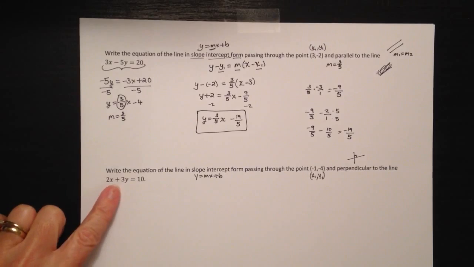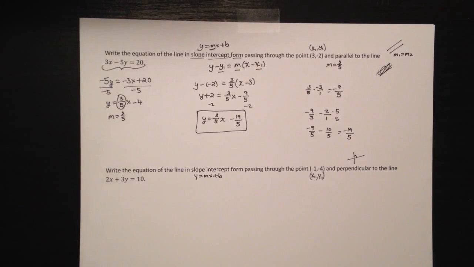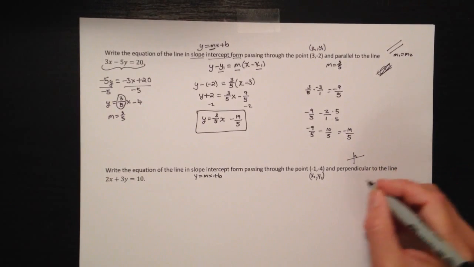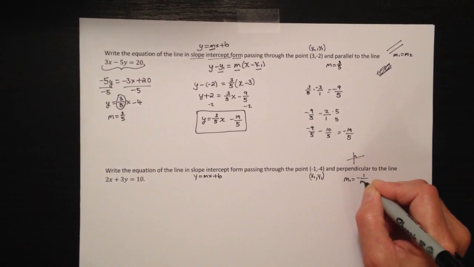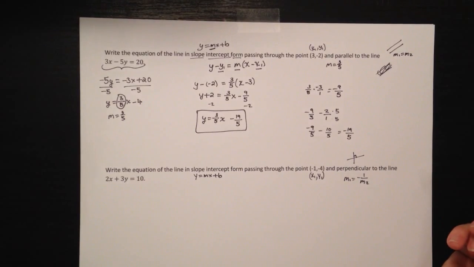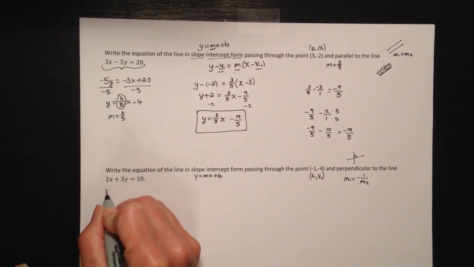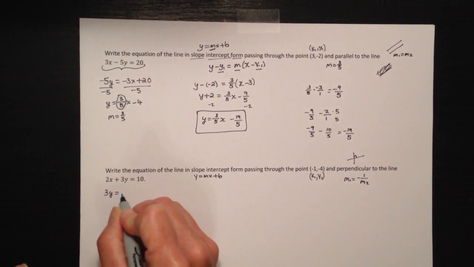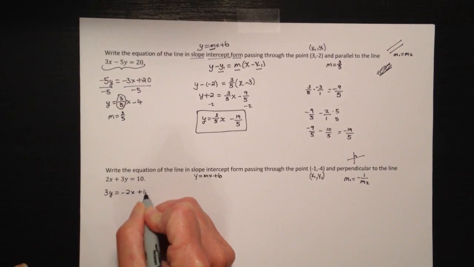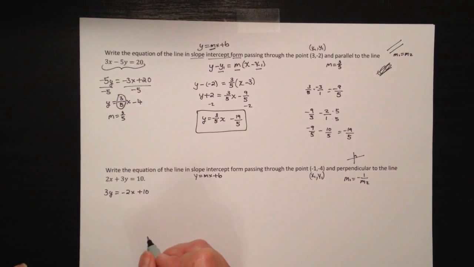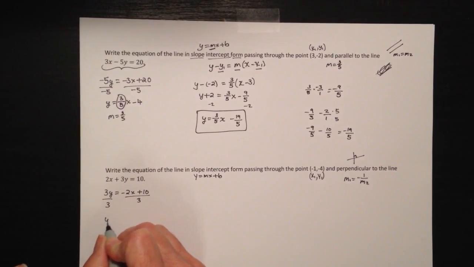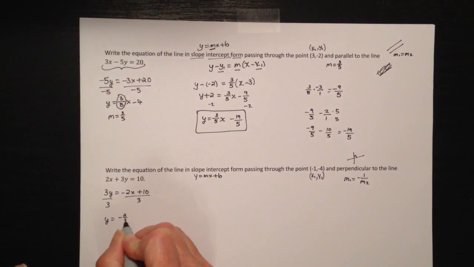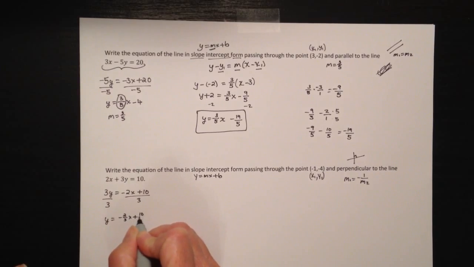If we can figure out the slope of this line, then we know how slopes of perpendicular lines relate. One is the opposite reciprocal of the other. So that's what we need to remember. So when we solve this equation for y, we subtract 2x from both sides, and we get 3y is negative 2x plus 10. Then we divide both sides by 3. We will get that y is equal to negative 2/3 x plus 10 over 3.